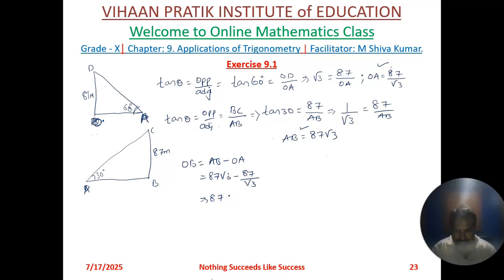87. If we take 87 common, then root 3 minus 1 by root 3. Taking LCM, root 3. So root 3 in 1, in denominator we have 1. So root 3 in 1 goes root 3 times. Numerator is root 3 minus... root 3 in root 3 goes 1 time. Numerator is 1. So we have this value.